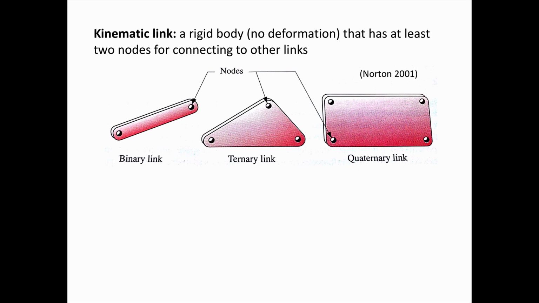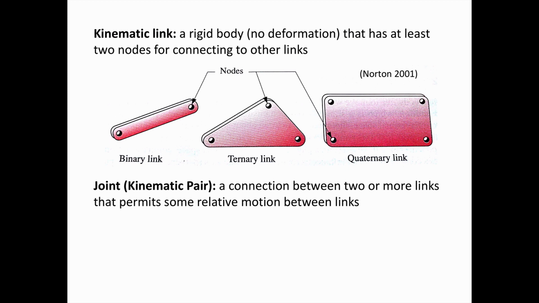Any real physical body is going to have some kind of deformation when you apply a force to it. But here we're going to assume that deformation is extremely small compared to the motions of the kinematic links that we are interested in. A joint or a kinematic pair is a connection between two or more links that permit some relative motion between the links.